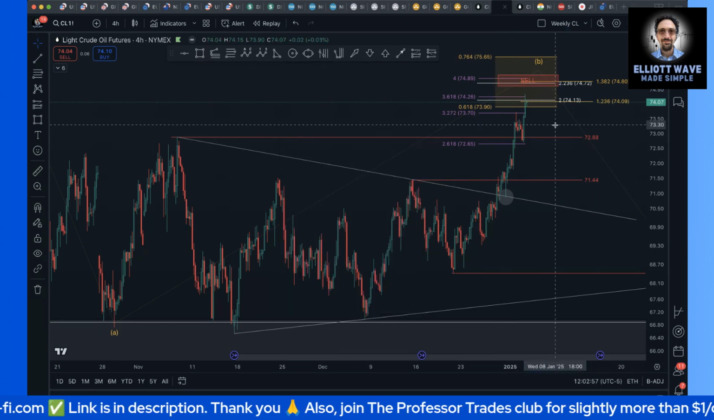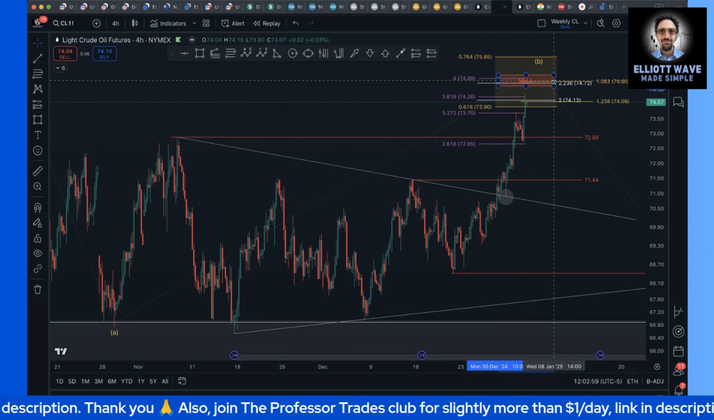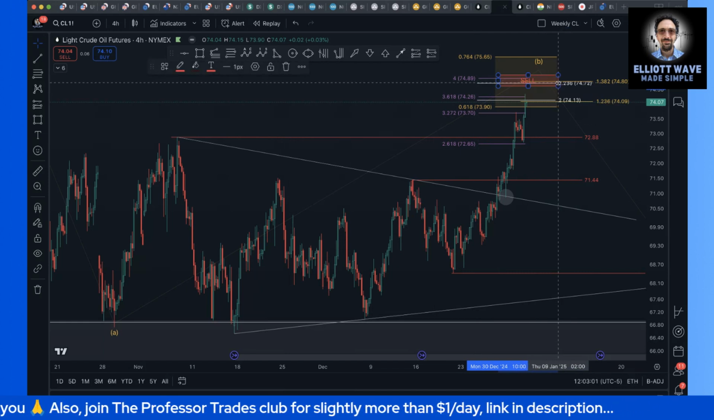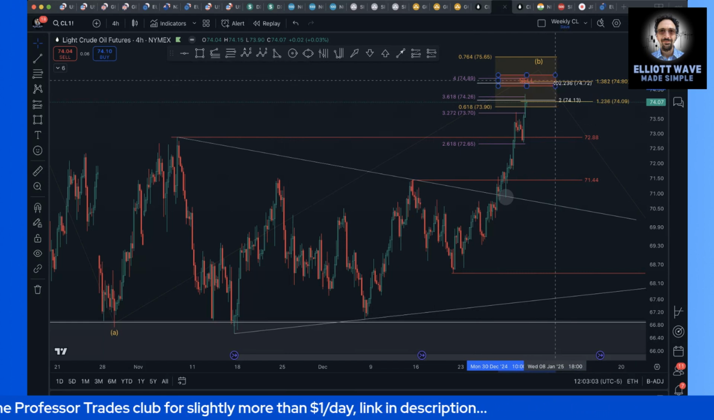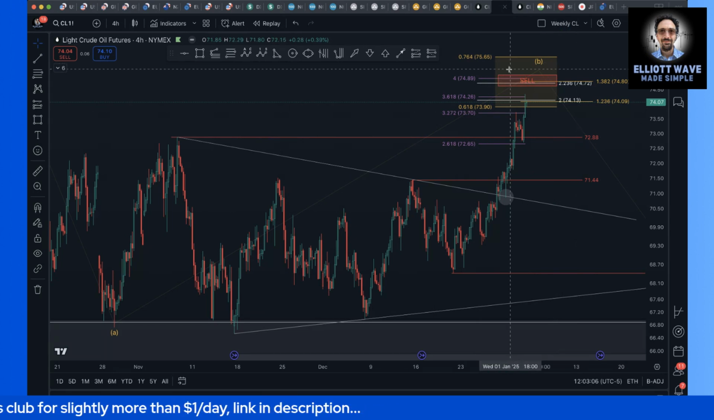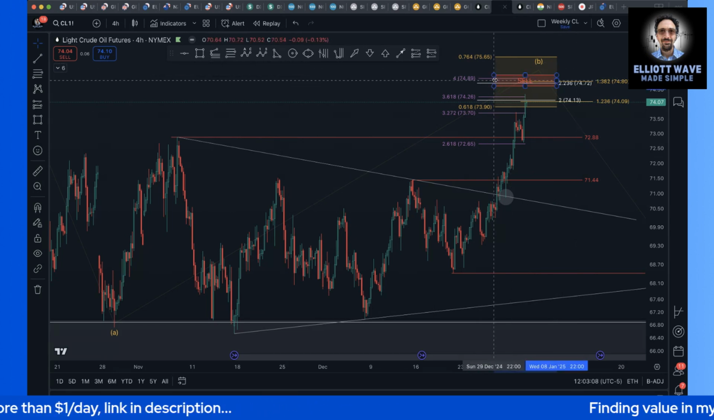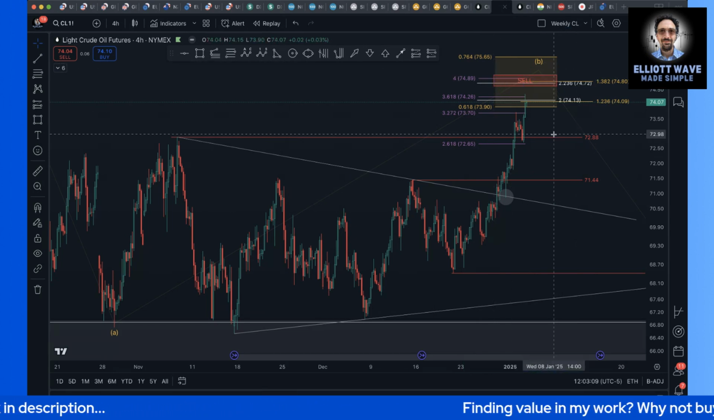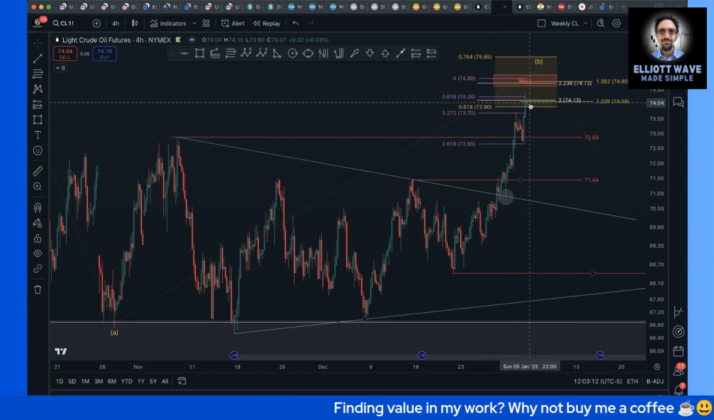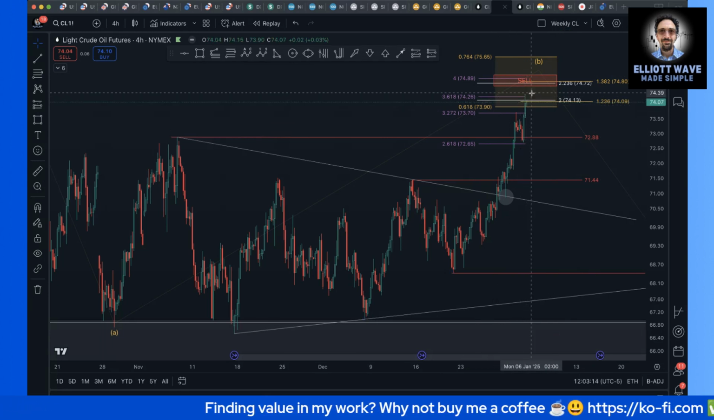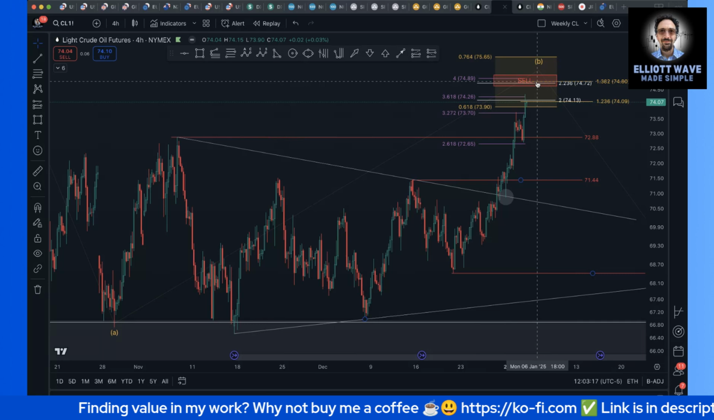I mean, of course, my bias is as the swing sell, but there's a better way to confirm that, and we just need more price action. And if you're inside of the Professor Trades Club, you're going to be getting these updates on a daily basis as I keep track of oil. So if it didn't top already, okay, then I like it to come up into here and top.